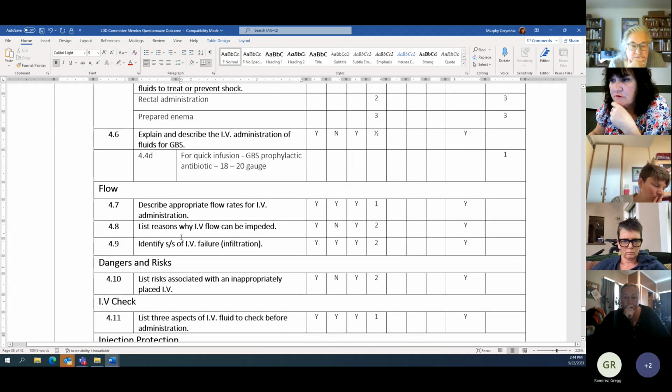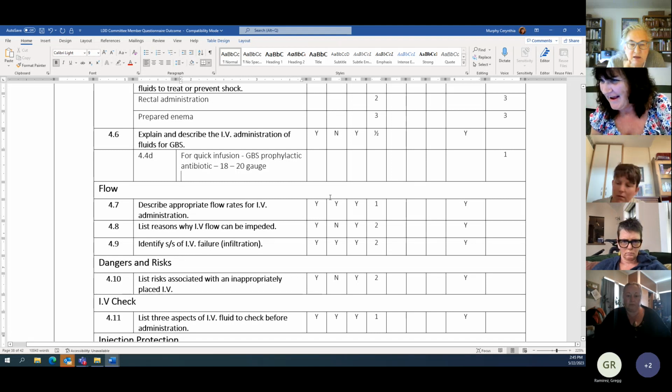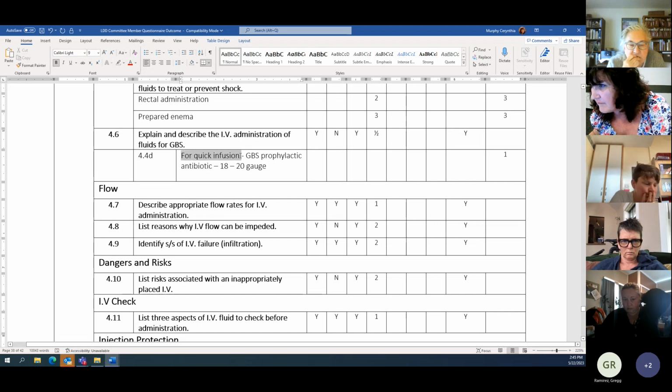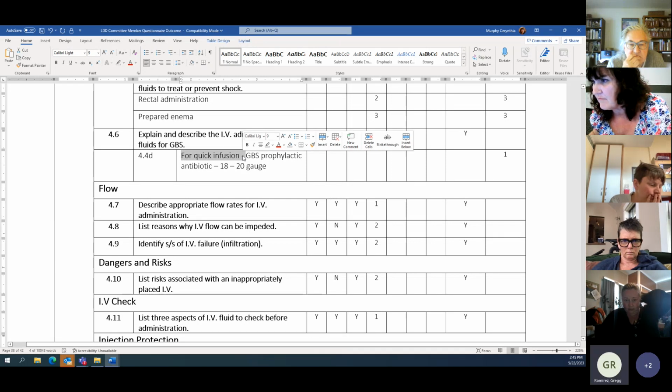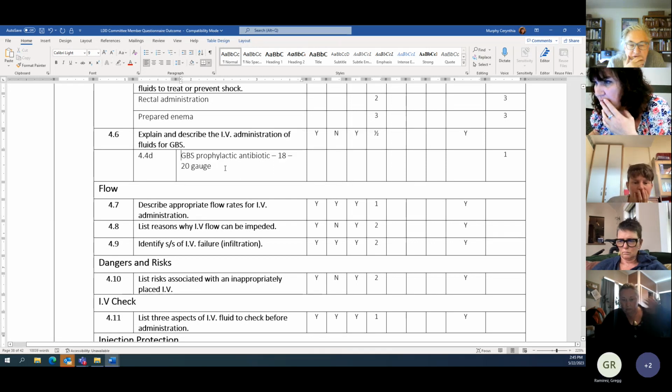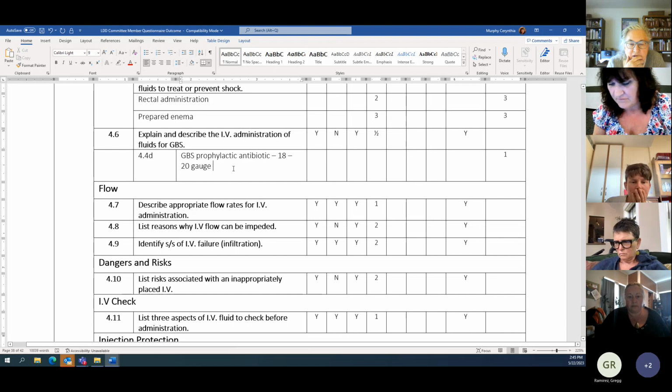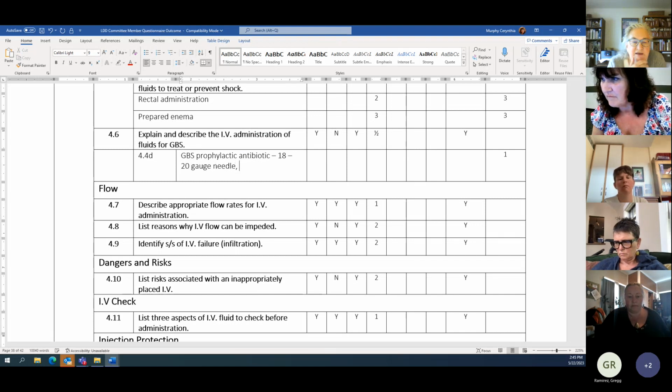Okay, so flow, describe appropriate flow. So do you want to capture those 2 other things? I don't see the saline lock in the GBS. And it doesn't need to say for quick infusion. Actually, get rid of the quick infusion because you're not worried about getting it in quickly. So an 18 to 20 gauge needle is fine. Non-AC site is fine.